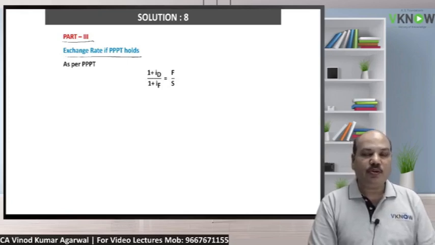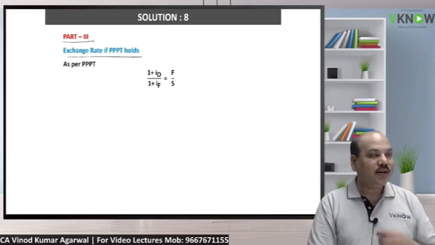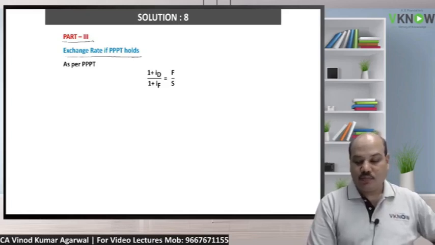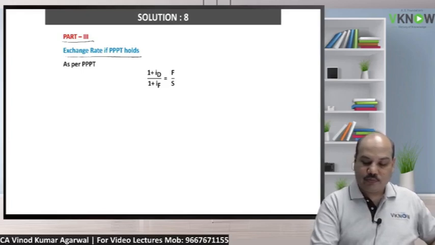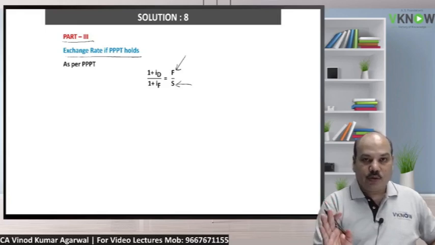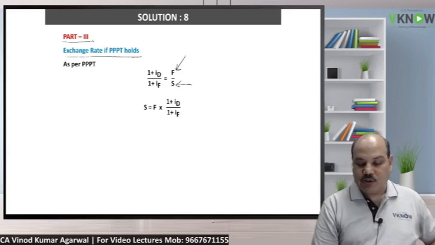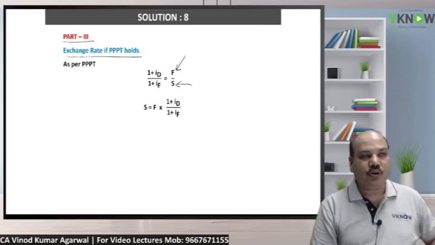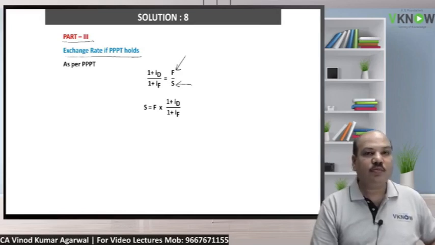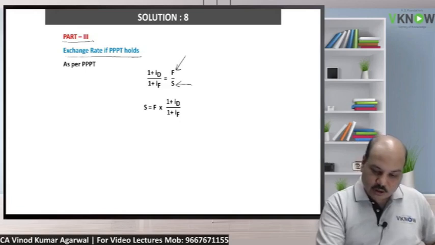As per PPPT, 1 plus ID upon 1 plus IF equal to F by S. F means you have to find now, S means it was 1 year ago. They have not mentioned whether I need to find for bid rate or ask rate, but this is simple. So what I can do, I can solve for bid rate and ask rate both. Easy, not at all difficult. Ready? Write down. So I need to find out what will be forward rate. I need to find out this. This is my question mark.